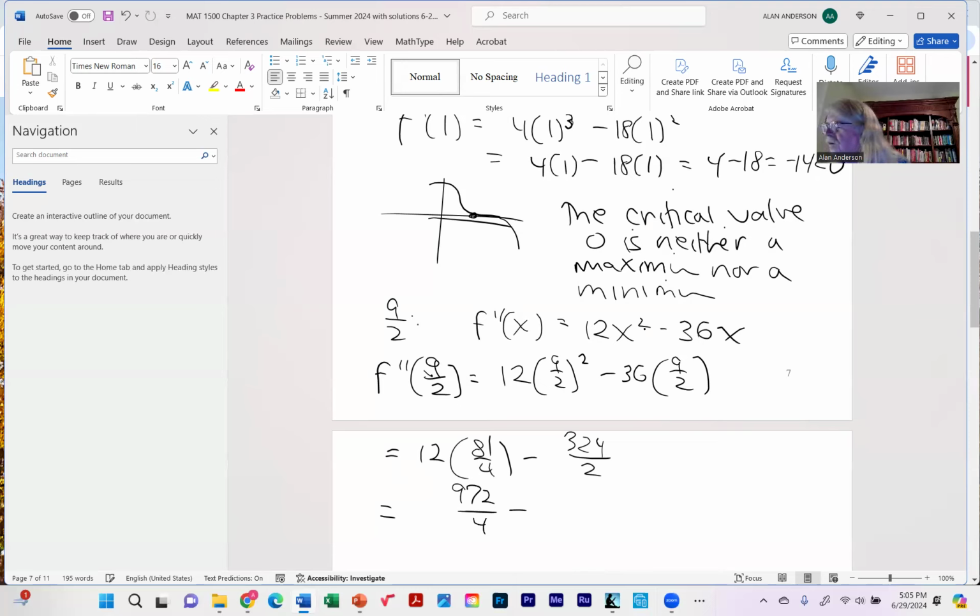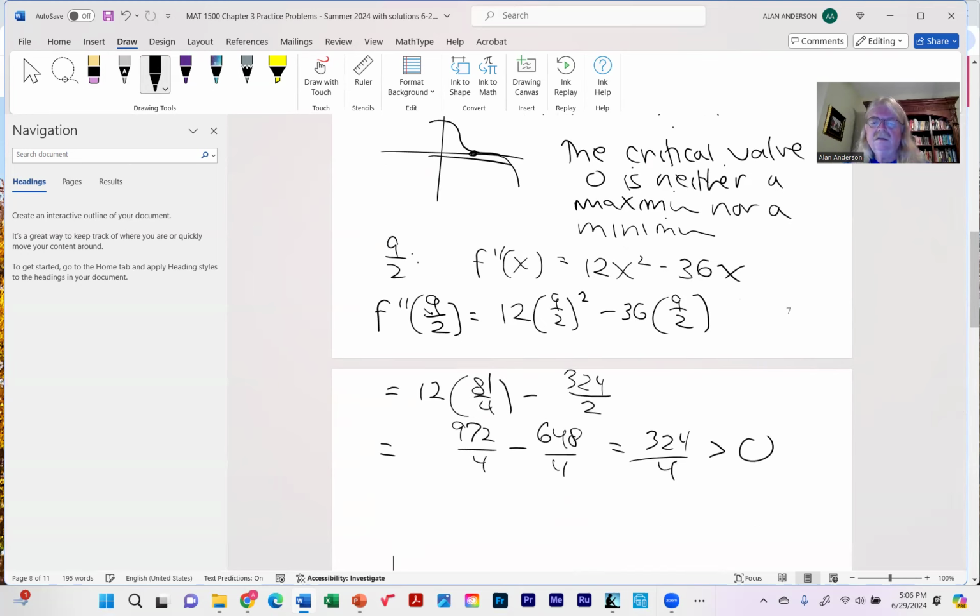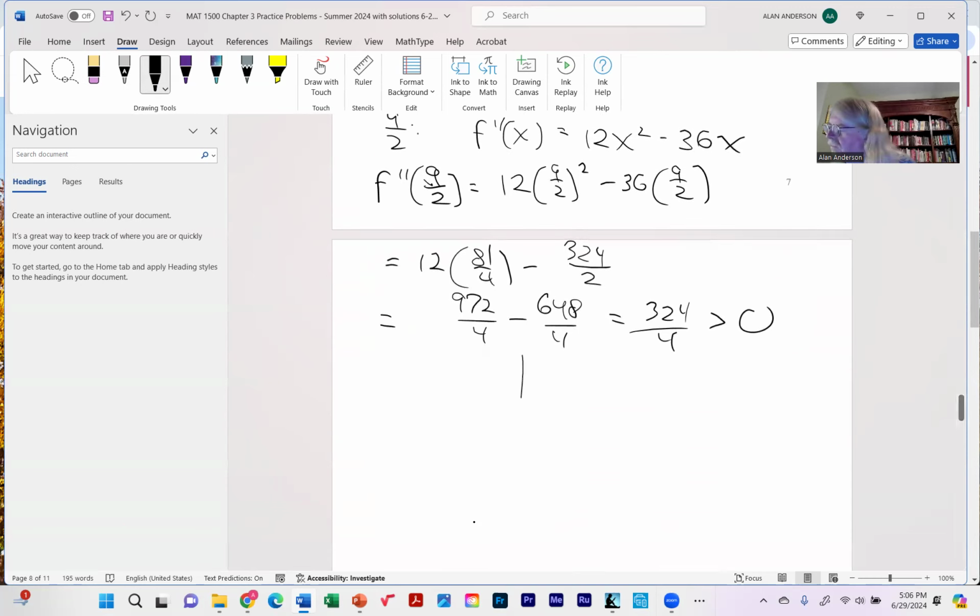Now, if I want to convert this into fourths, I'll be doubling the numerator and the denominator. So it's pretty clear that this is a positive number. Specifically, it's 324 over 4, which is 81. That's positive, whatever it is. So what that means is whatever is going on at 3, not 3. Why do I keep saying 3? It's 9/2. Okay, 9/2.